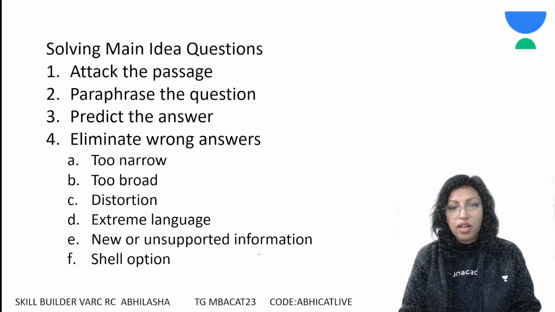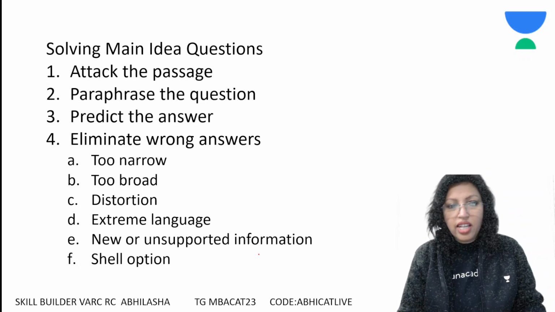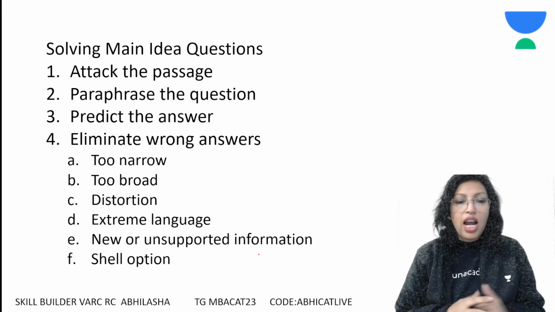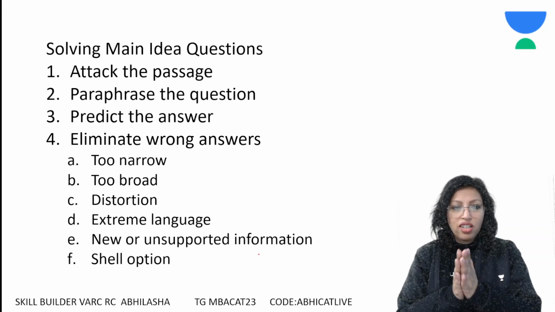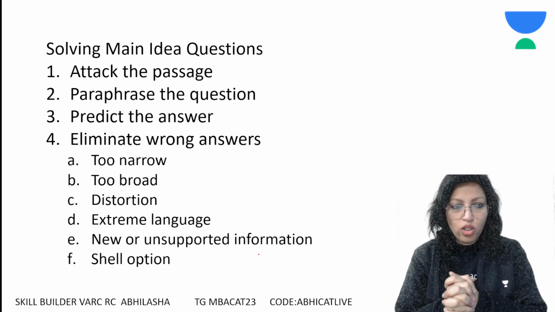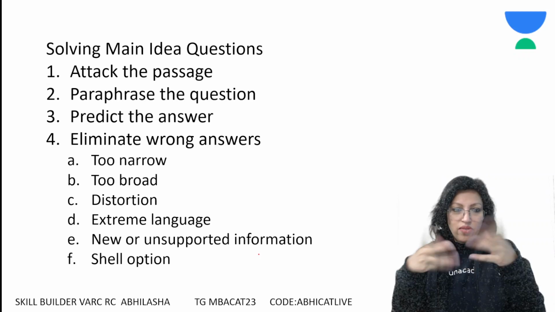So when you're solving a main idea question, these are the 4 things that we will do. Number 1, we will attack the passage. Oh my God, I'll take a gun and I'll shoot the person. No, we'll not do that. Okay, well, we'll understand that.